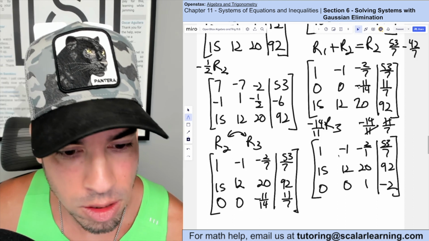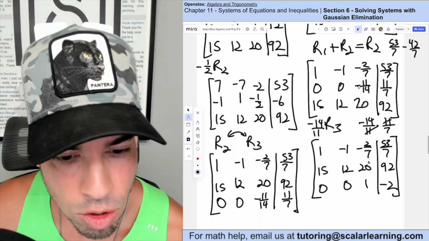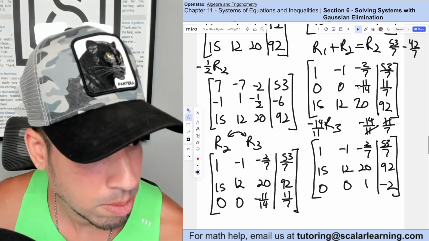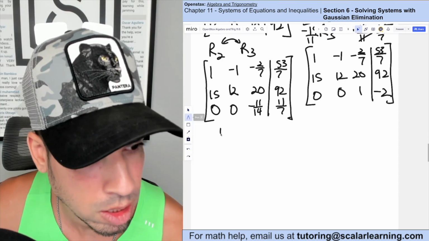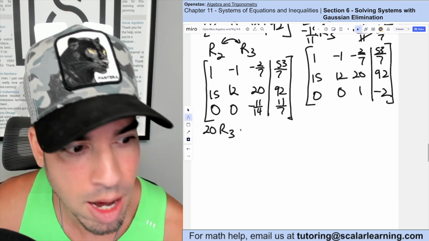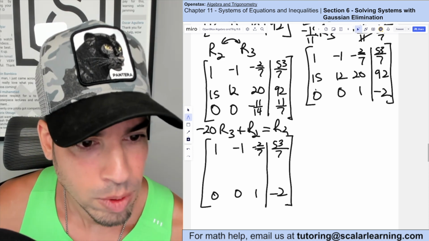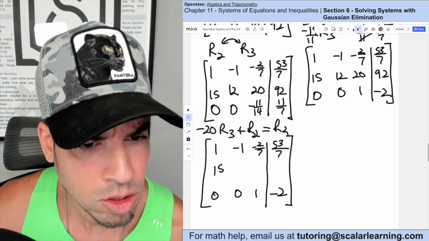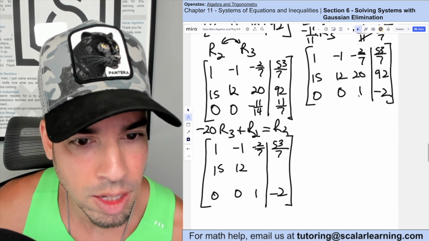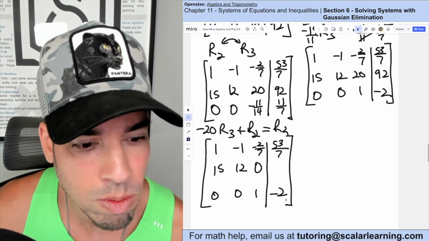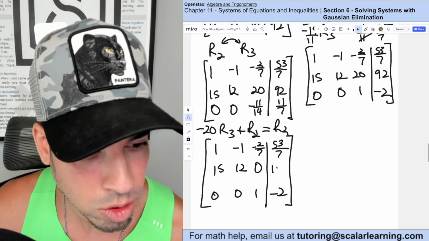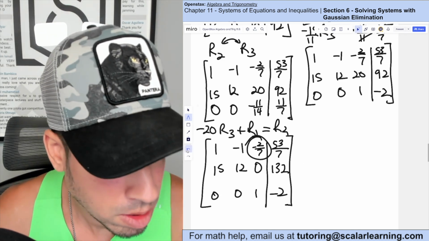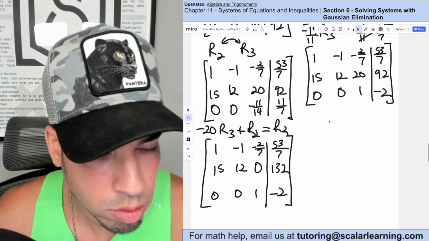All right, now let's work on some of these other numbers. So maybe now let's go ahead and zero this guy out, and I'm going to do that by, let's make some more room. I'm going to multiply row 3 by 20, and I'm going to add it to row 2 to get a new row 2. So we got 0 plus 15 is 15, 0 plus 12 is 12, and then negative 20 plus 20 is 0, and then we'd have positive 40 plus 92 is 132. Next, I'd love to flip this to a 0. We can do that with row 3 pretty easily.